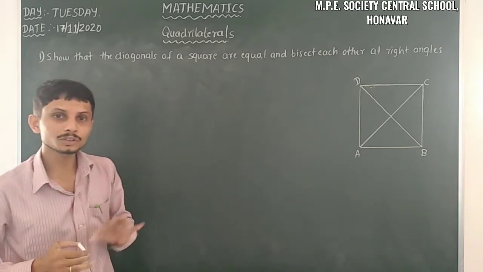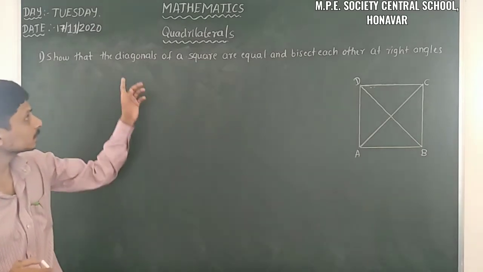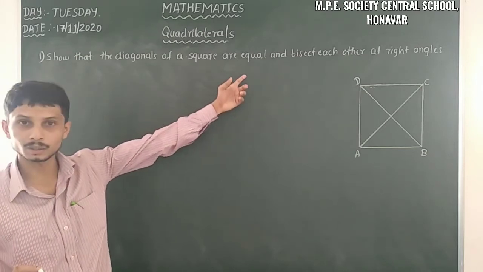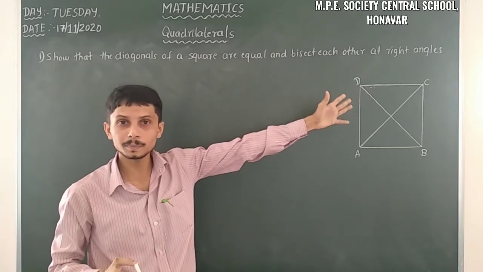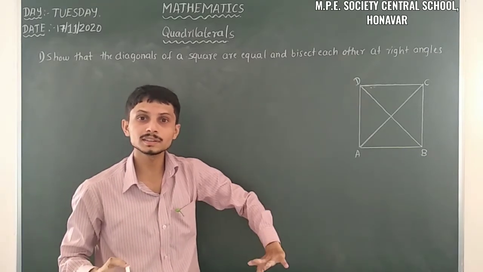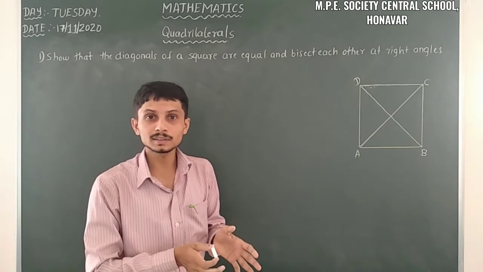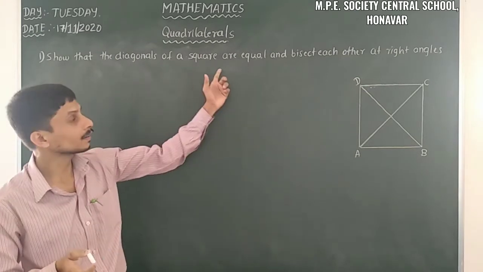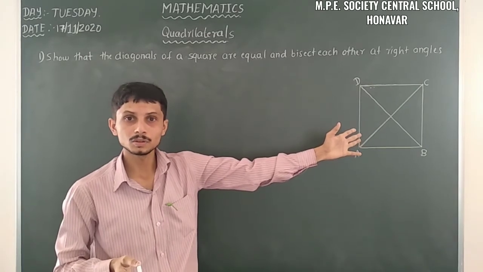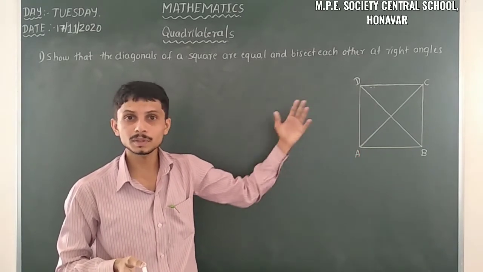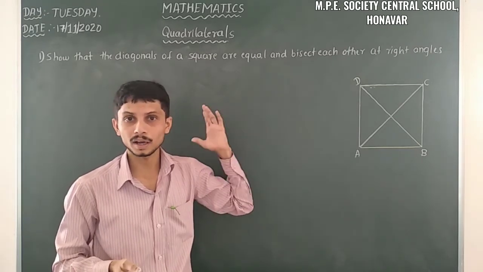Yes, so let us move on to this problem. There are 3 parts of this proof. First, we have to prove the diagonals of a square are equal. Then we have to prove they bisect each other, and at right angles. So for that we have to consider 3 pairs of triangles. From those triangles we show that the 2 diagonals are equal and bisect each other at right angles. Firstly we have to write the given things, and from them we prove our required result.